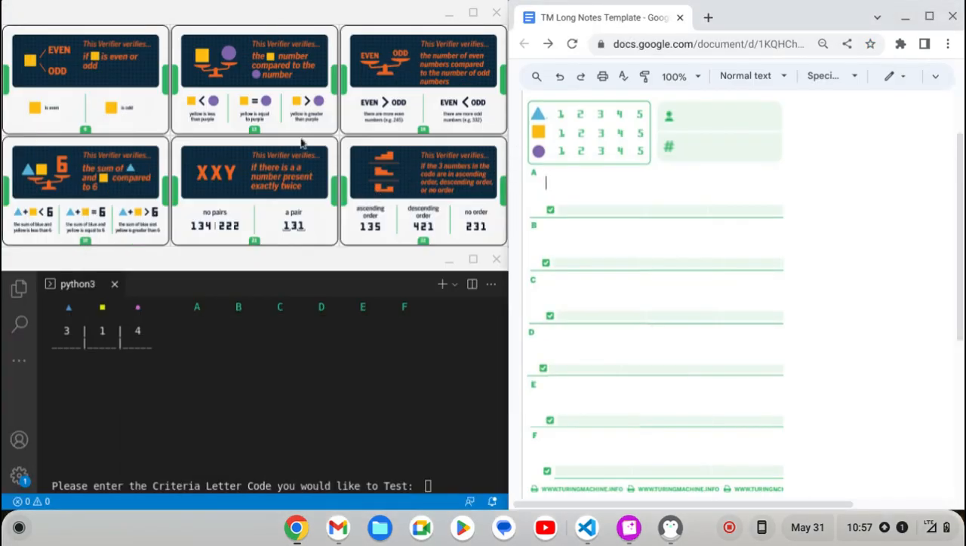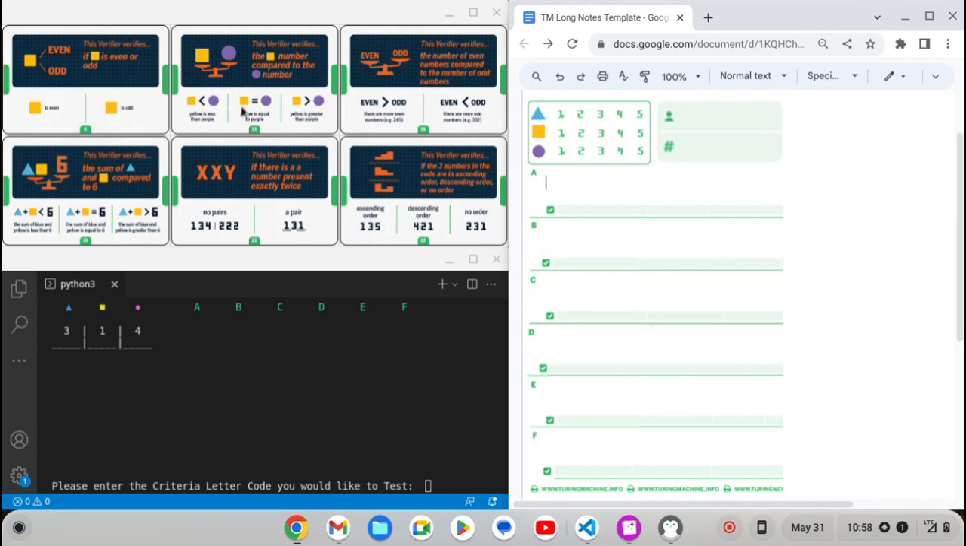Okay, so on our grid above we've got our 6 criteria cards. On the top row we've got criteria card A, criteria card B, criteria card C, and in the bottom row we've got criteria cards D, E, and finally criteria card F. So if we look at criteria card A, this card looks at the middle digit, the square digit, and will let us know whether that value is an even or an odd digit.